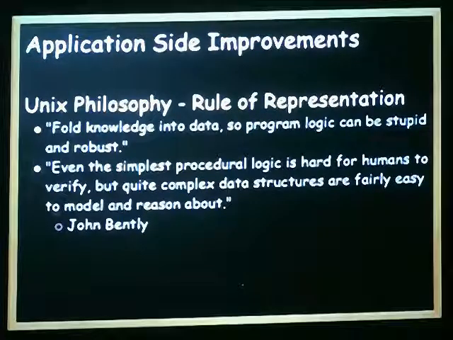So Unix philosophy, as far as I understand, is like a method. The people who wrote Unix have a method of developing applications, a general methodology, principle. So there's a rule of representation, which basically says fold knowledge into data so that programming logic can be stupid and robust. Even the simplest procedural logic is hard for humans to verify, but quite complex data structures are fairly easy to model and reason about.